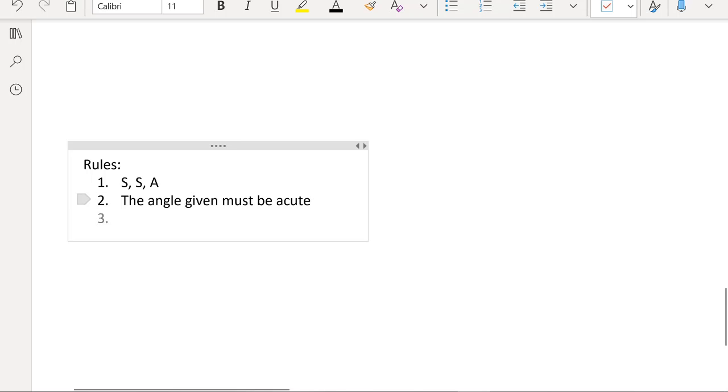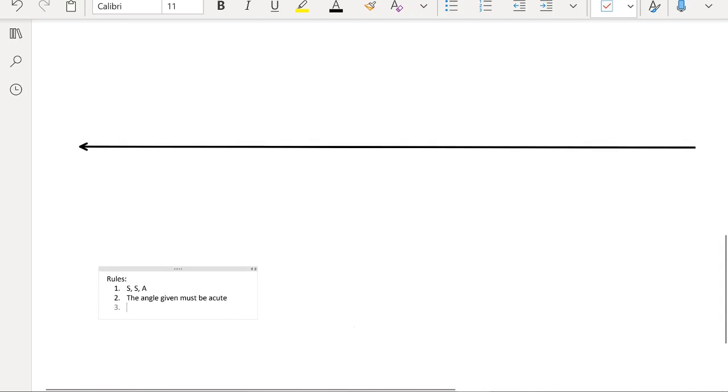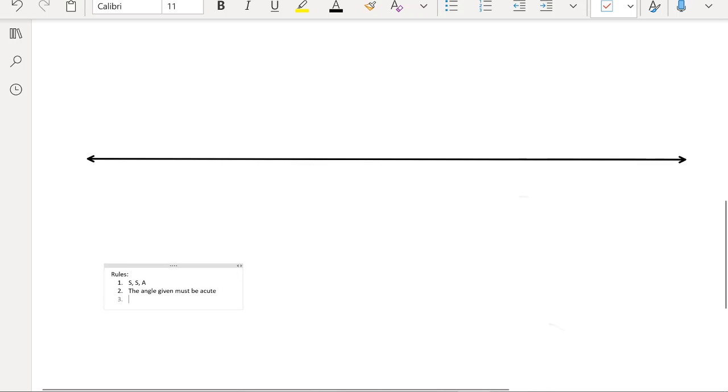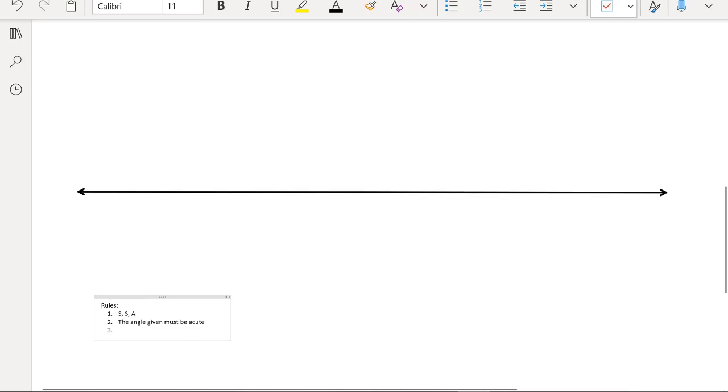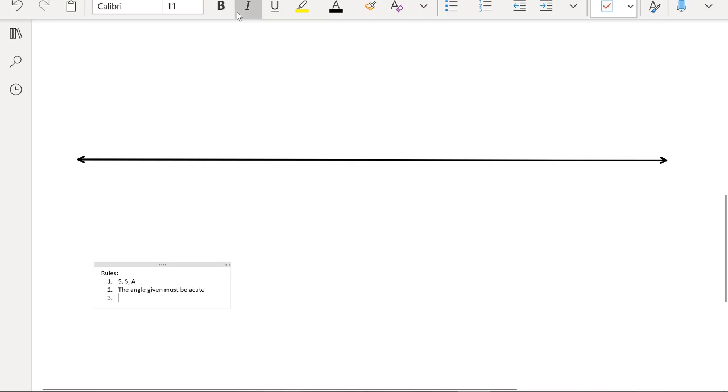So we've come across 2 things. 1, all of this only works if you have side angle. 2, the angle given has to be acute. So those are your 2 check marks. Right? If it's not side angle, or if it's not an acute angle, it's either going to be a triangle or it's not going to be a triangle. End of story. Okay.